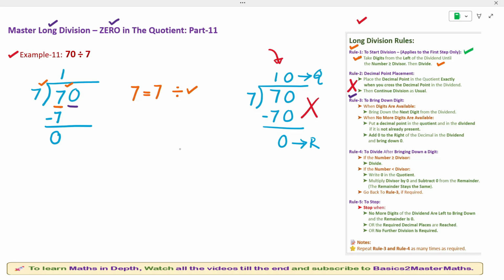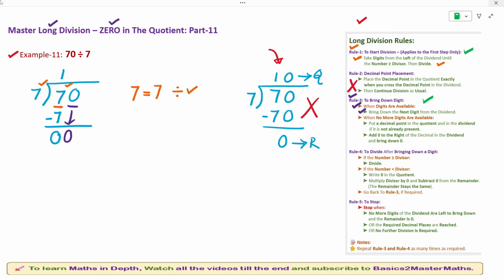Let us apply rule 3. When digits are available, bring down the next digit from the dividend. In this case, bring down 0. Now, rule 3 is complete.